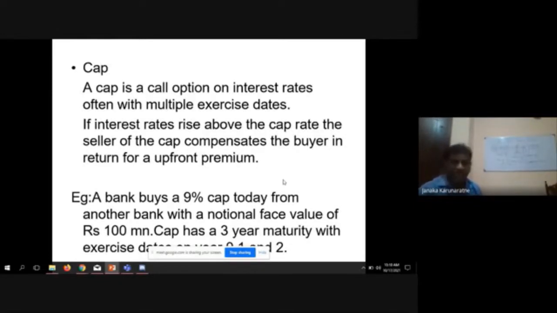Now, a cap is a call option on interest rates, often with multiple exercise dates. If interest rates rise above the cap rate, the seller of the cap compensates the buyer in return for an upfront premium. This is another way: cap applies when you have multiple instruments with multiple exercise dates, and you need to pay interest most probably based on a variable rate. So it sets a maximum limit. Let's say I am paying you this much, but the maximum I pay is this much. So that's the cap. If the market interest rate goes above that, the seller will compensate you. But again, you have to pay a premium.